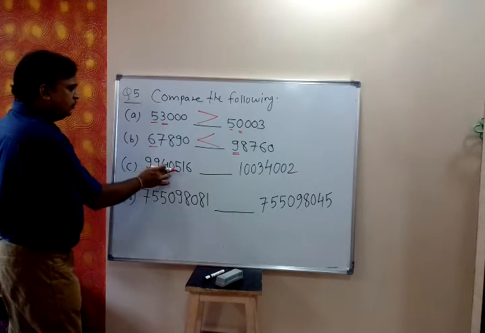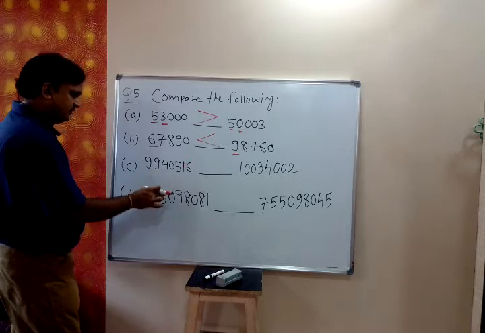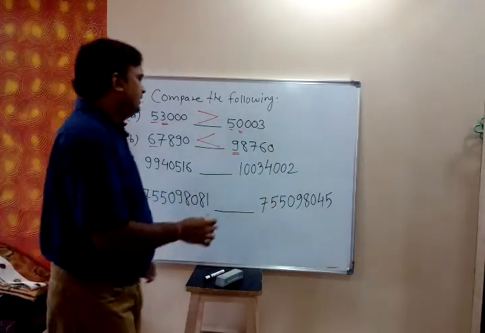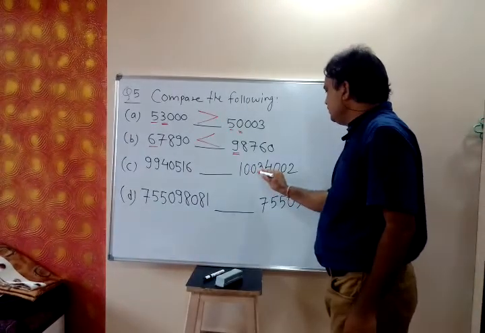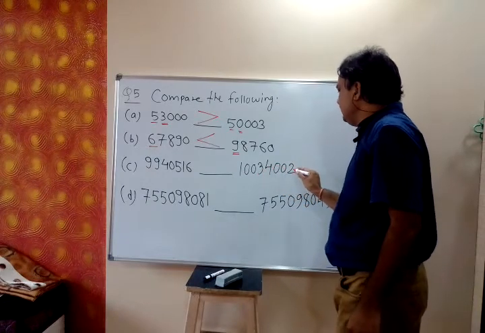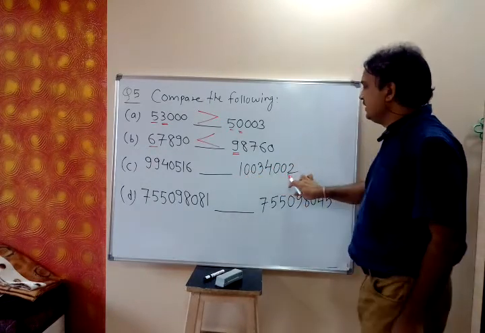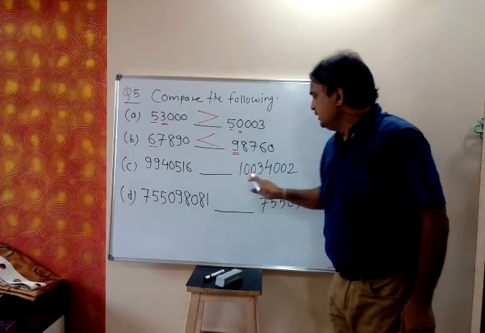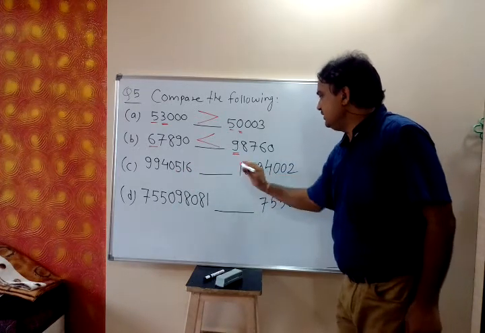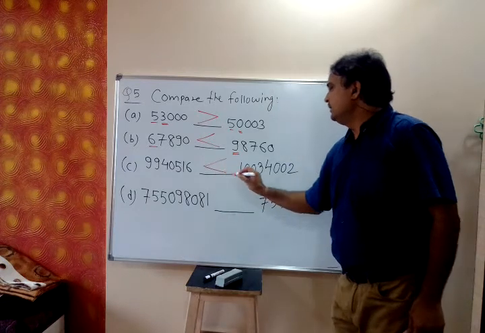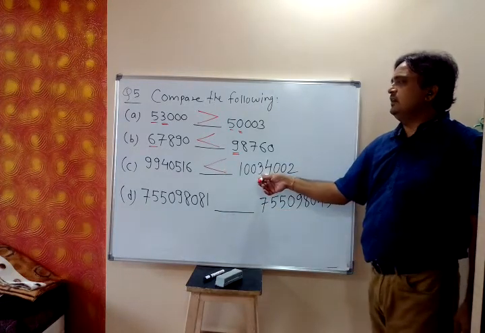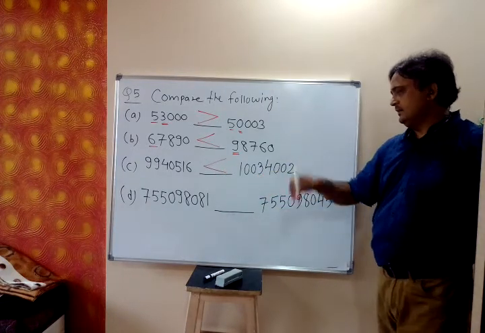Next, count the number of digits. 1, 2, 3, 4, 5, 6, 7. This is 7 digit. What about this? 1, 2, 3, 4, 5, 6, 7, 8. So this is 8 digit number, and this is 7 digit. So this number has more digits. So this will be greater.